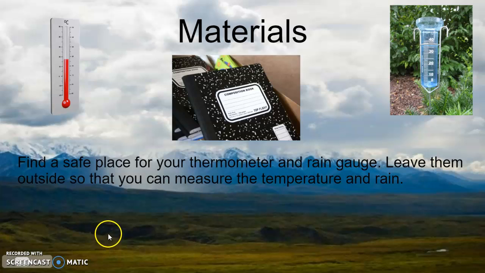Next, we're going to go over the materials that are going to be needed for this lesson. The materials that you will need are a thermometer, a science journal, some kind of notebook, and a rain gauge. You're going to find a safe place for your thermometer and for your rain gauge, and I want you to leave them outside so that you can measure the temperature and the rain.